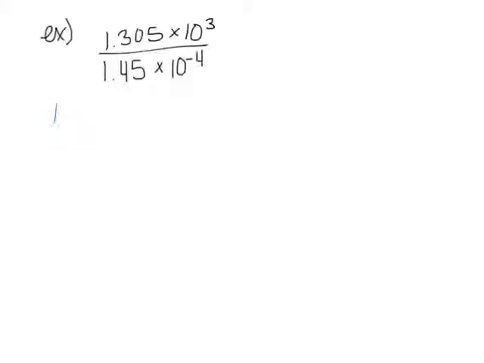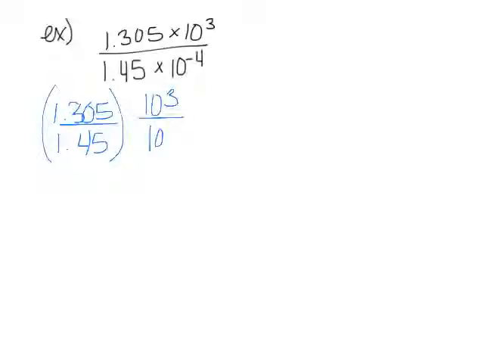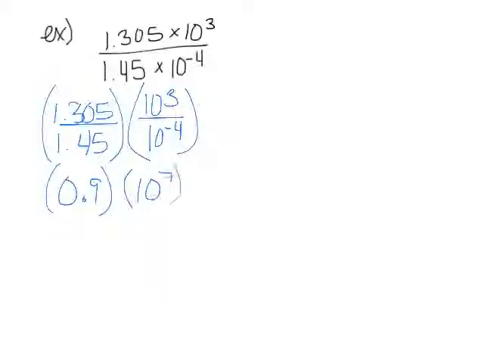So we should have set it up as 1.305 divided by 1.45 times 10 to the third over 10 to the negative 4th. And I'm going to get 0.9 times 10 to the 7th, because 3 minus a negative 4 equals positive 7. So I need my 9 to move over 1 decimal place, so I have times 10 to the negative 1 times 10 to the 7th. So my final answer after I use product of powers is 9 times 10 to the 6th power.